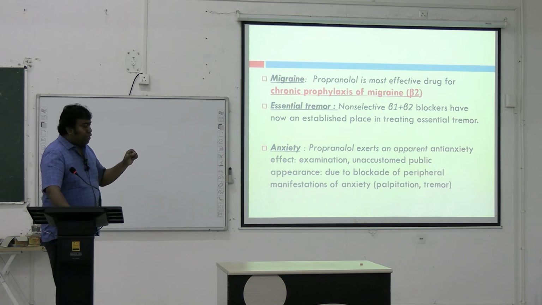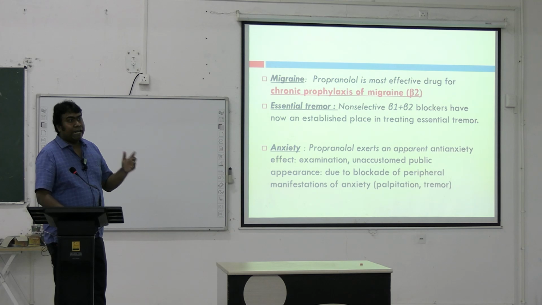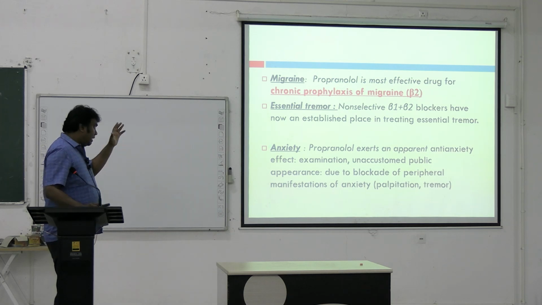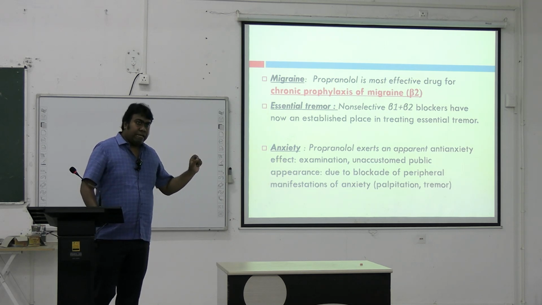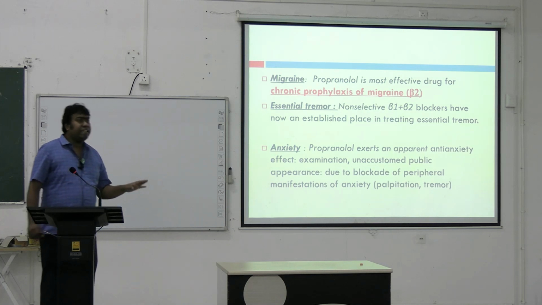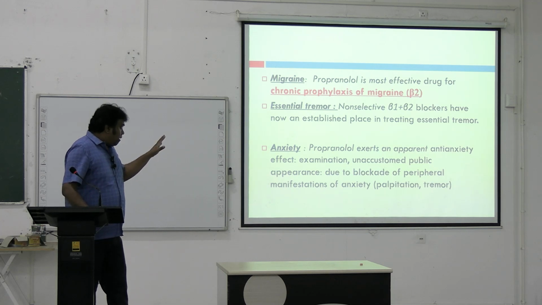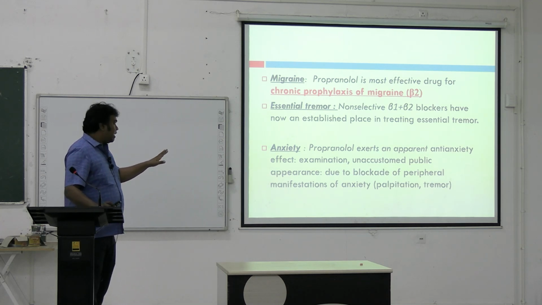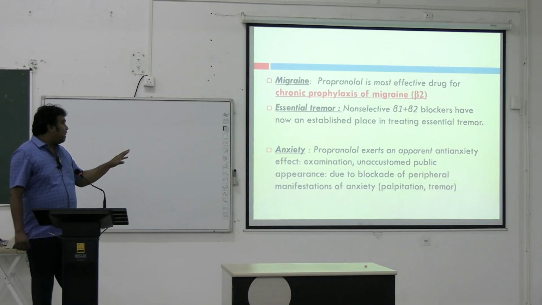Clear? How is the mechanism of action? It blocks the beta 2 receptor present in the smooth muscle of cranial vessels. In essential tremor, a non-selective blocker like propranolol is used, blocking both beta 1 and beta 2. In anxiety, propranolol exerts an apparent anti-anxiety effect before the examination, or an unaccustomed public appearance, due to blockage of peripheral manifestations.